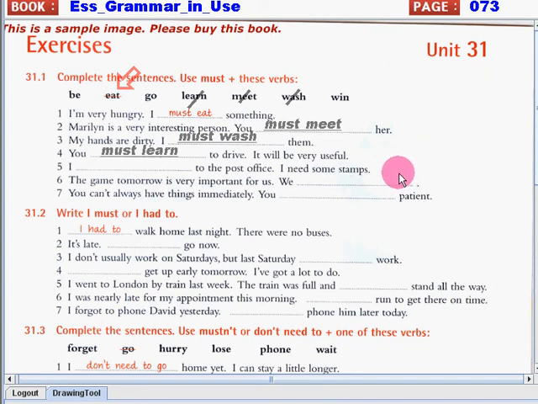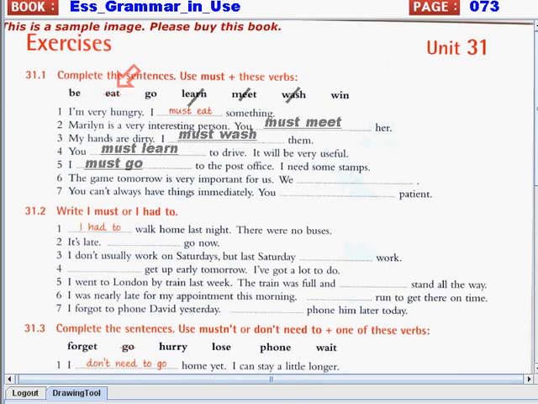I need some stamps. I blank to the post office. If you need some stamps, then where must you go? Of course, you have to go to the post office. I must go to the post office.